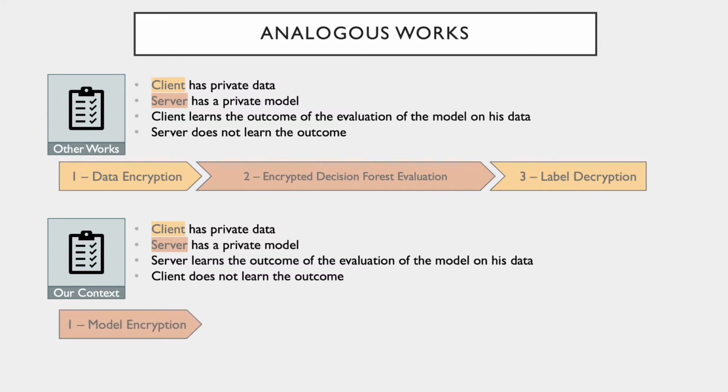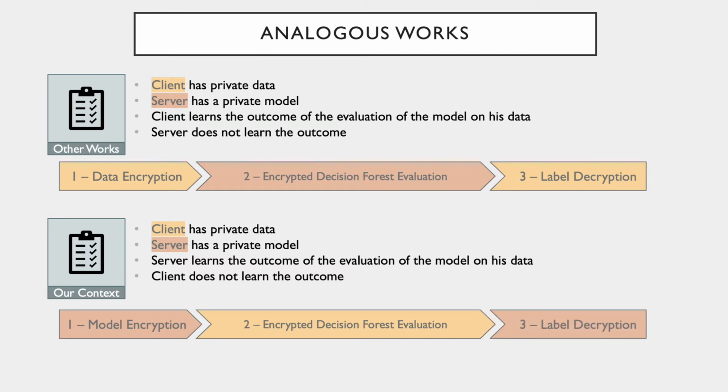In our solution, we swap the roles of the client and the server, as the server first encrypts its model and sends it to the client. The client blindly evaluates the model on its data. He then retrieves an encrypted label that he sends back to the server. Finally, the server decrypts the encrypted label received from the client and thus retrieves the label associated to the client's data.